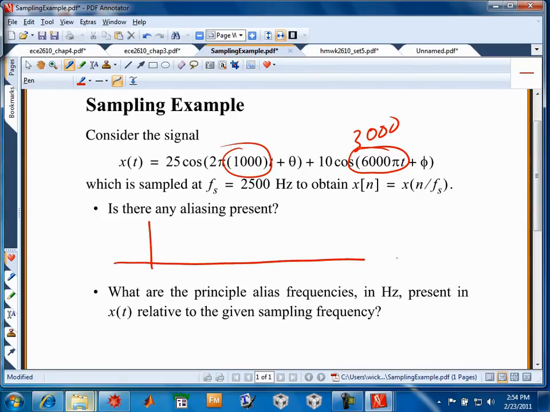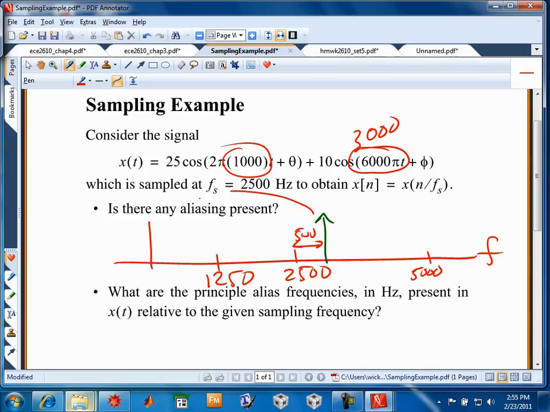So my approach, sticking with the pictures idea, would be to put in 2500. I know I've got 250. So 3000 is sitting right up in here. Next alias band up is 2 times 2500, which would be 5000, right? So what's the delta in here? It's 500. So that means that guy aliases way down over here at 500. Then I've got a real signal at 1,000 sitting in there too.